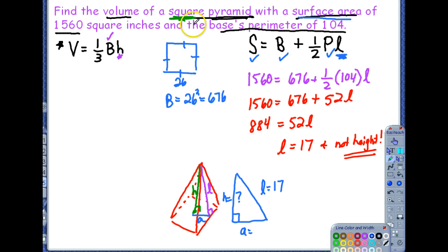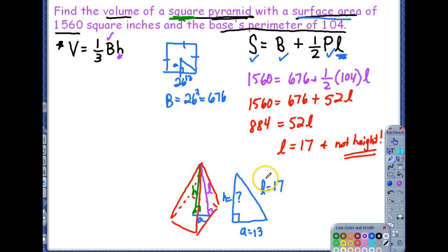Now, because it's a square base, square bases are nice because the apothem is always just half of that side. If this is 13, this makes a 45-45-90 triangle. So the apothem actually is 13 as well. So we're going to set up the Pythagorean theorem.